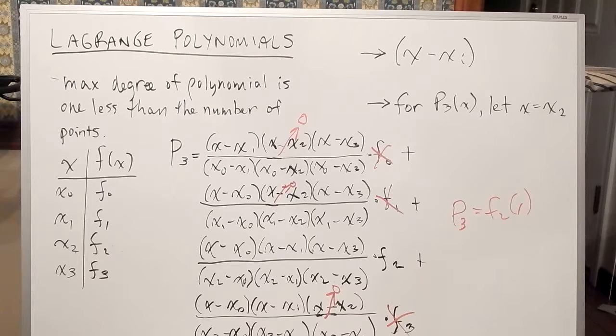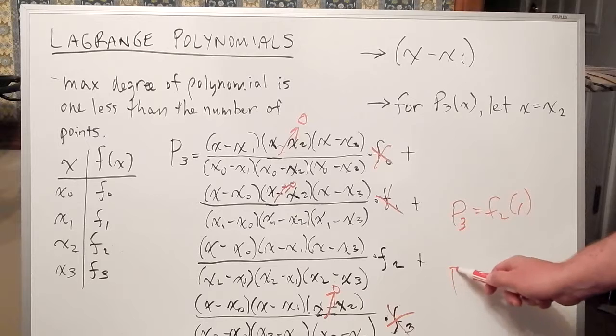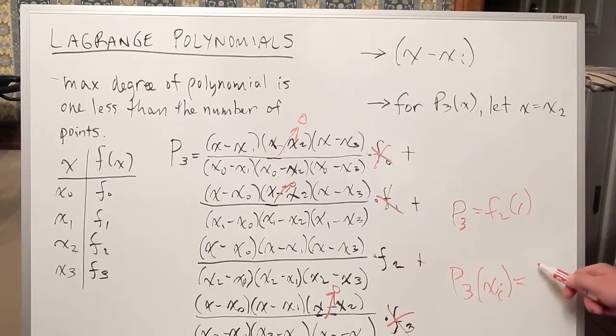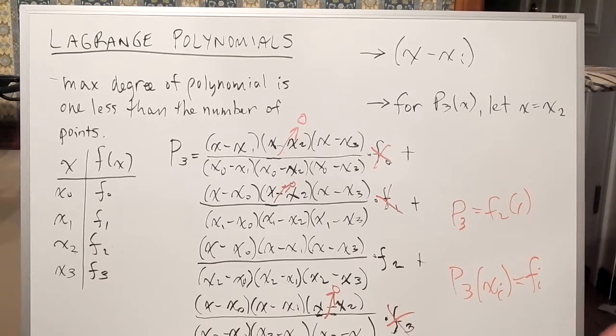And similarly, what we're saying here is the third degree polynomial of x sub i equals f sub i for i equal to 0, 1, 2, and 3.